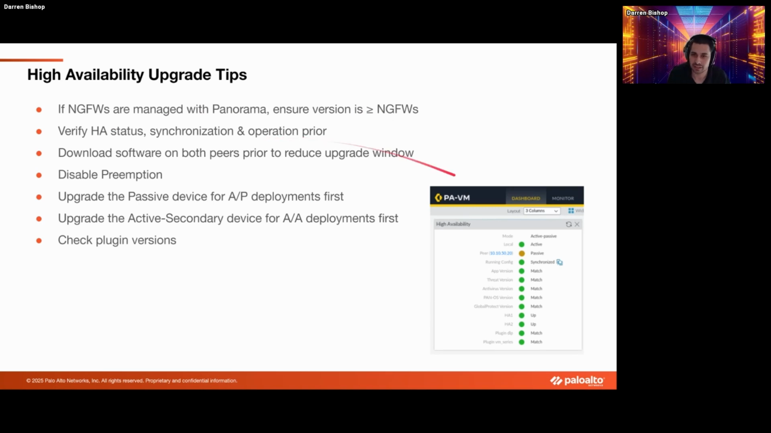The way that I like to do that is just on the dashboard, you can look at the high availability widget. Just under the widgets there, we've got an HA widget. This will give you a nice overview just to make sure things like your HA1 ports, HA2 ports are up, all of your content updates are in match, the config is synchronized, all those sorts of things, making sure that they're in order before you get started.